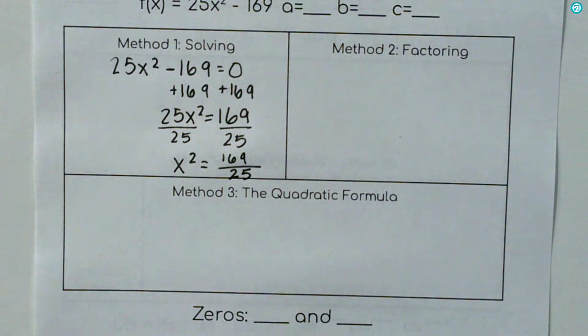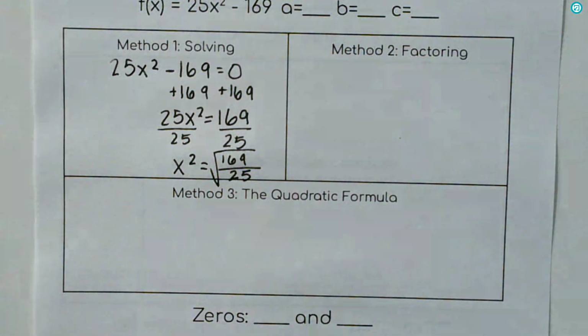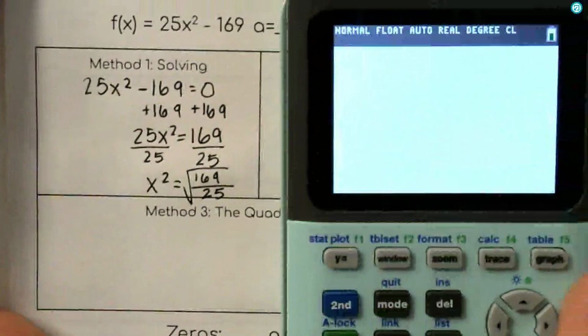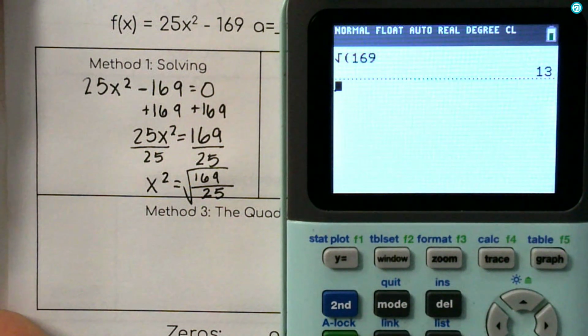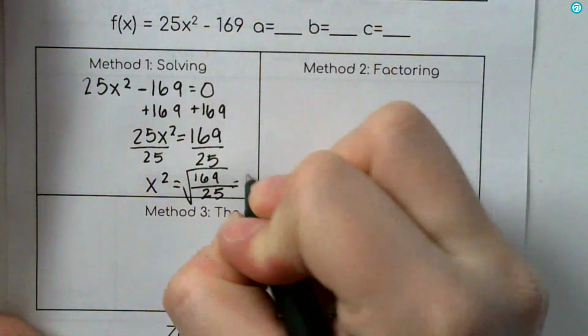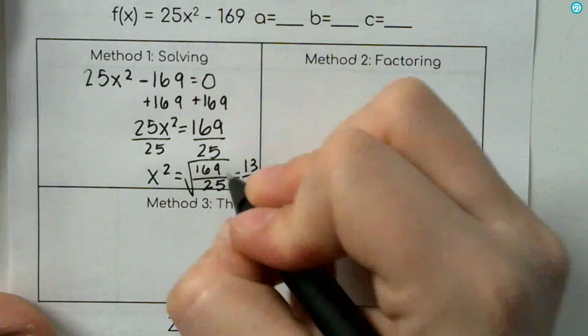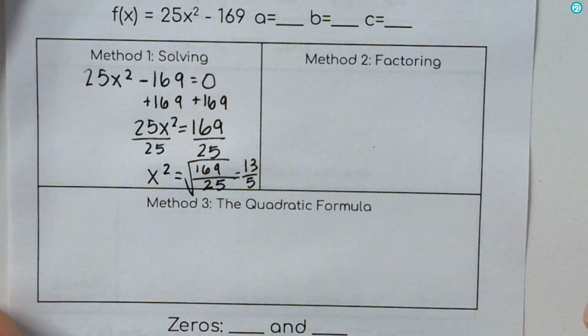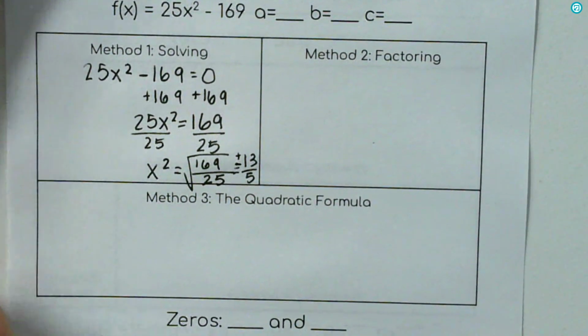And then we are going to take the square root of both parts. So the square root of 169 is 13 in your calculator if you need to do that. And the square root of 25 is 5. So we get an answer of 13 over 5. But wait, I wanted two answers. What are my two answers? Positive and negative. Okay, I kind of ran out of space there. I'm sorry.